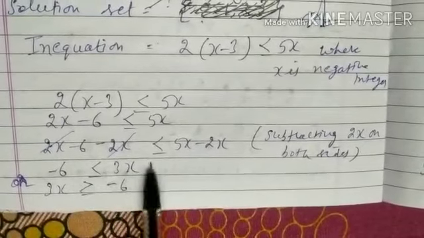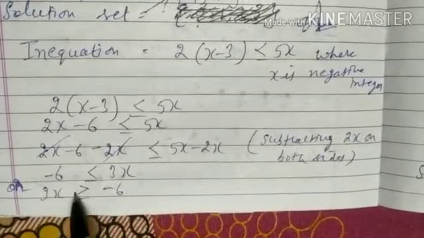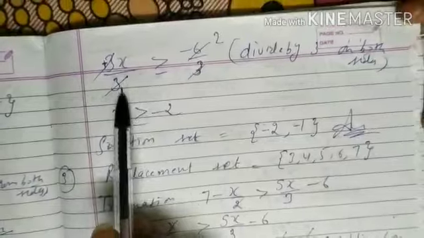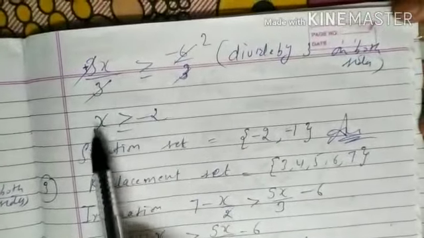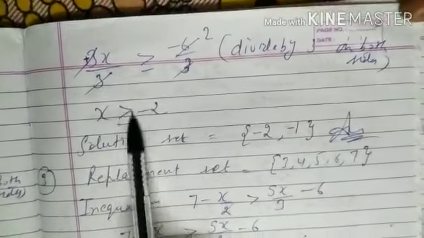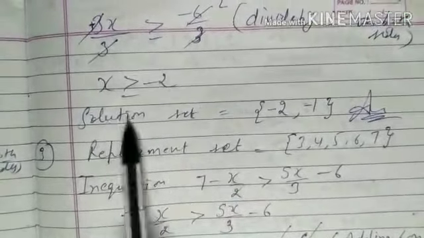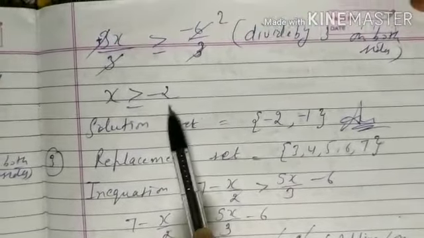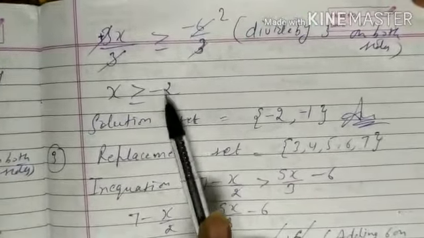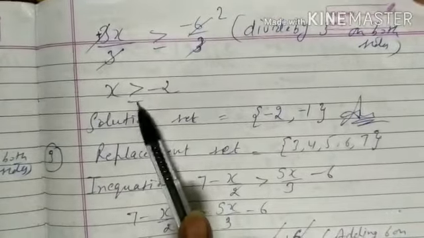We can write same as 3x greater than and equal to minus 6. Now in this step divide by 3 on both sides. Then answer will be x greater than and equal to minus 2. So our solution set is minus 2 and minus 1. We have to take numbers which are greater than minus 2, and minus 2 we will also take because equal to sign is there.